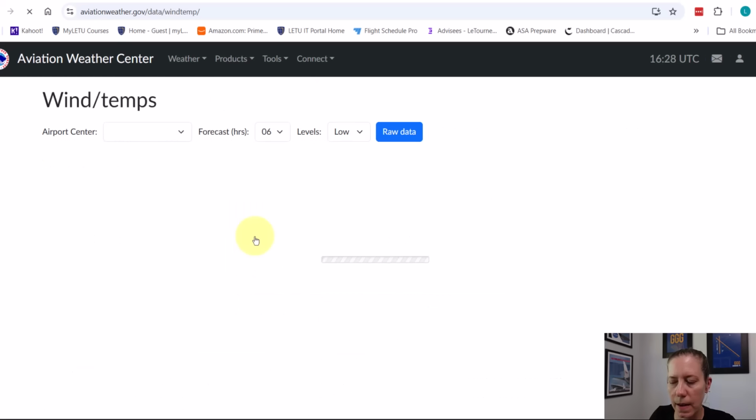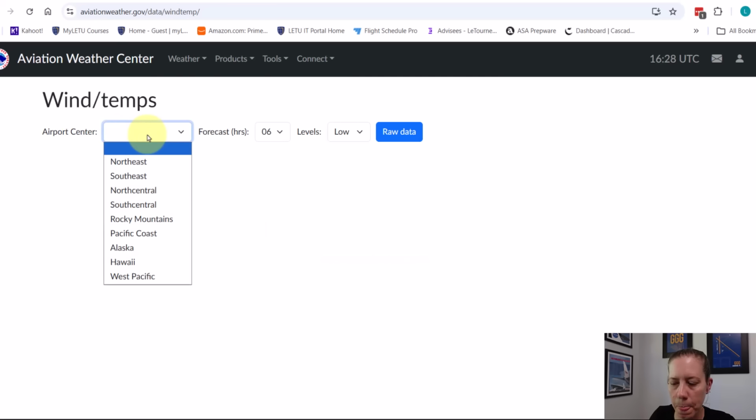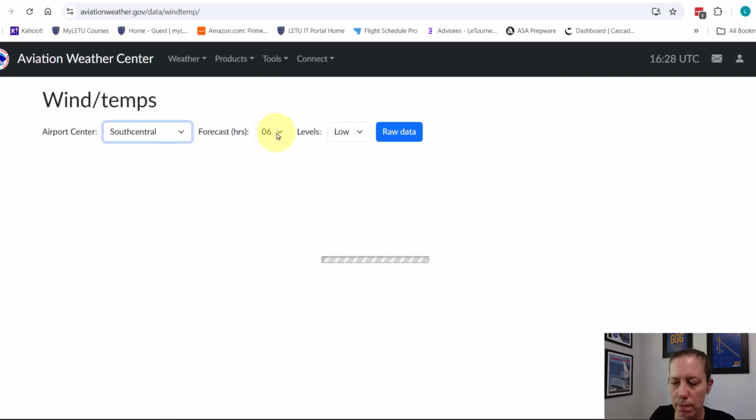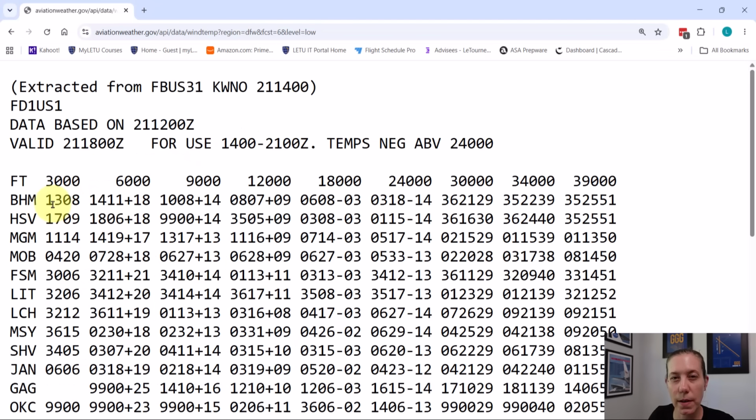And how we're going to find that is go to wind and temp data, and we'll just pick my part of the country. Okay, so tell me about the wind and temperatures aloft over Mobile, Alabama at 34,000 feet. How did you know the temperature was negative? Okay, good. What about the wind in Birmingham at 39,000 feet? What's that predicted to be?